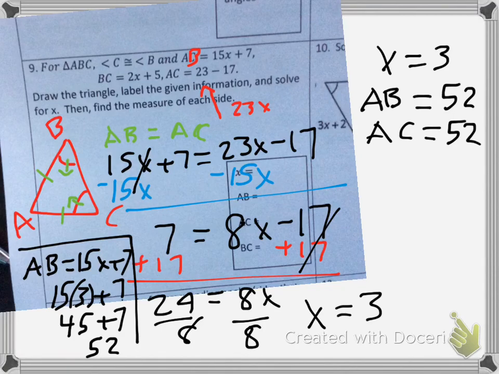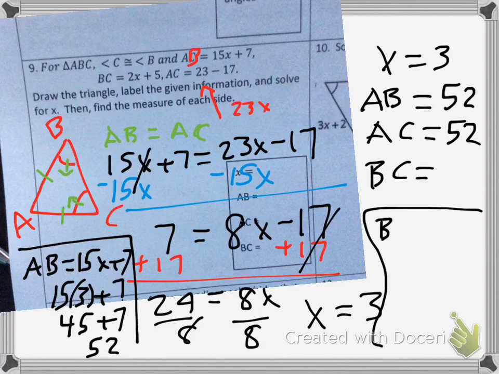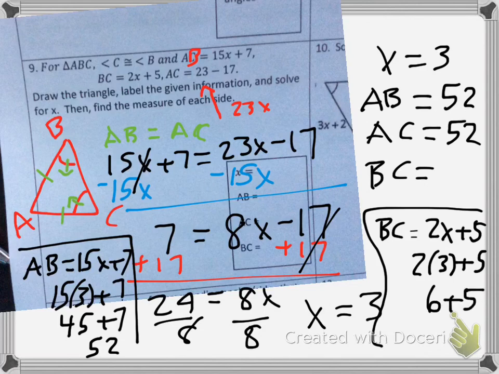So the last side we need to find is BC. So BC, and I'm actually going to do that in this corner here. BC was equal to 2x plus 5. So if I plug in 3 for x, I would have 2 times 3, which is 6, plus 5, which is 11.